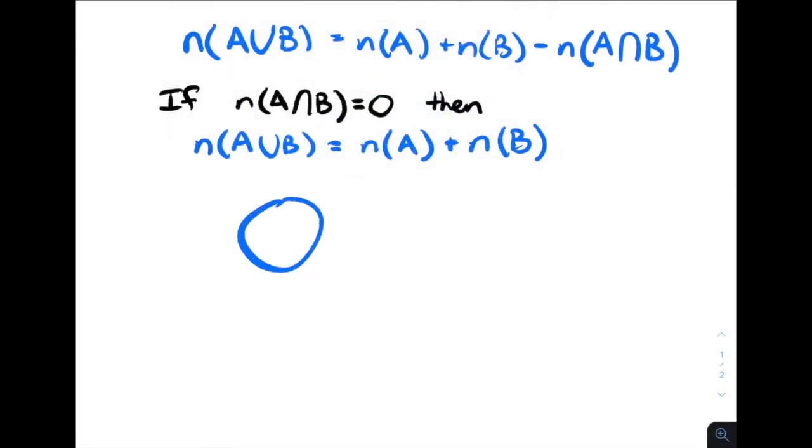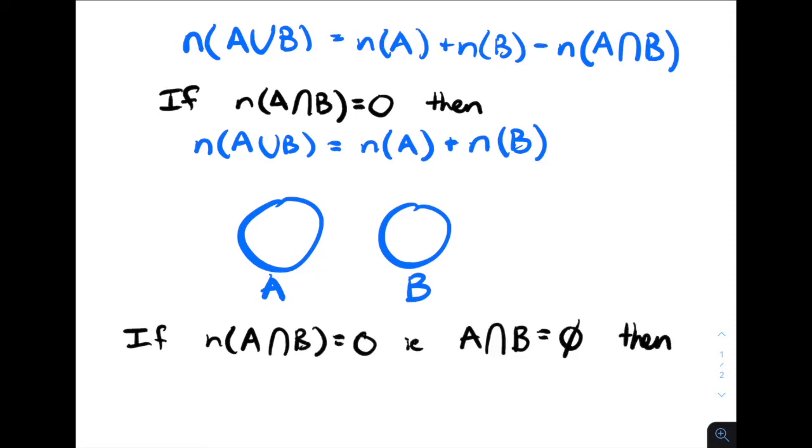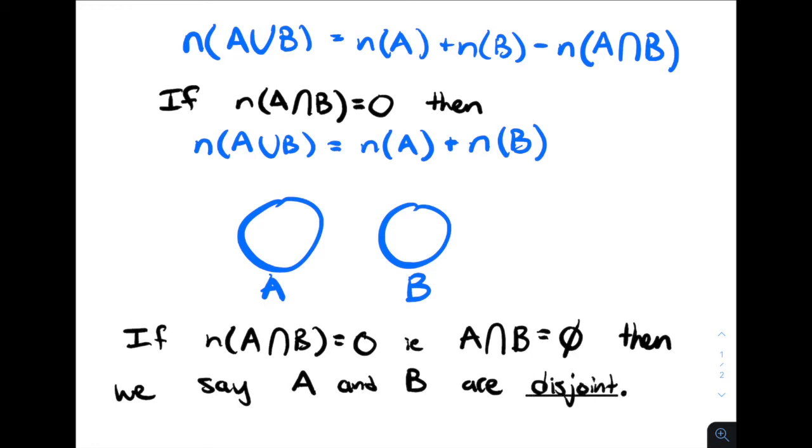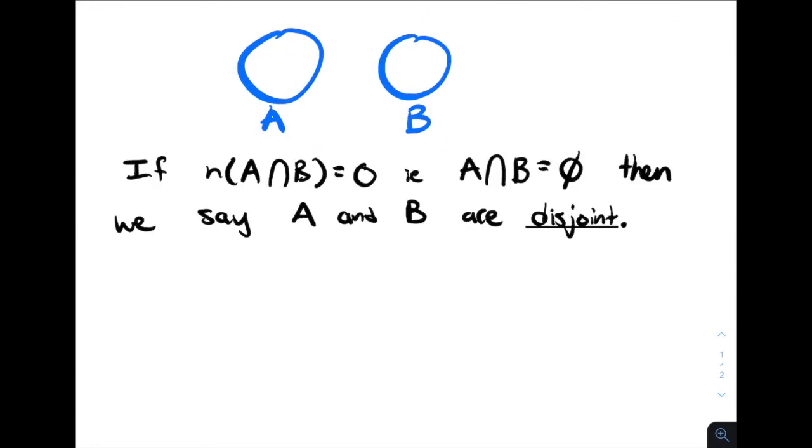This is the scenario where A and B have no overlap. If they have no overlap, then we say that the two sets are disjoint. In our first introduction to probability, we saw at least one scenario where we are going to have to know how many outcomes an experiment might have.